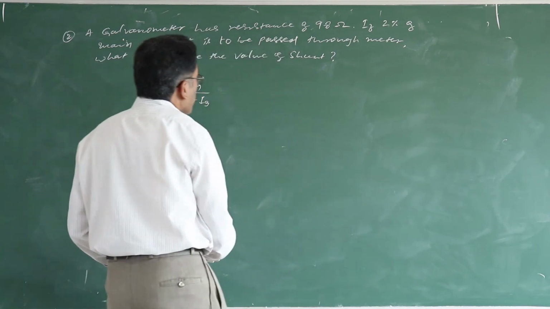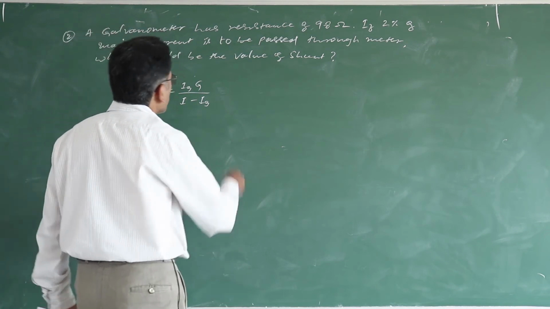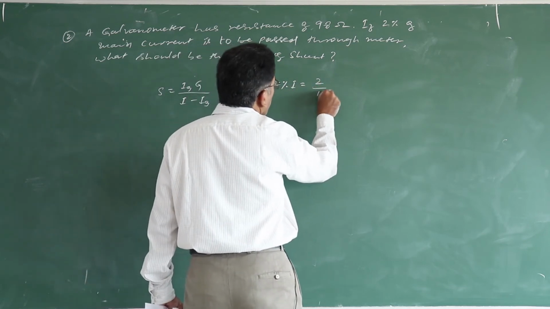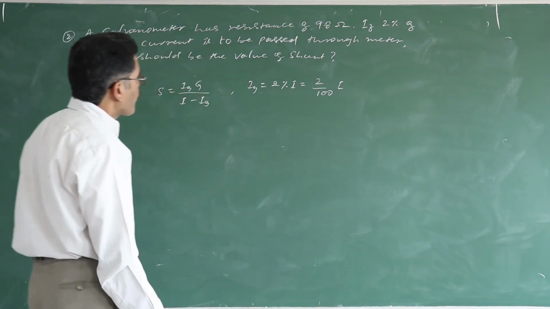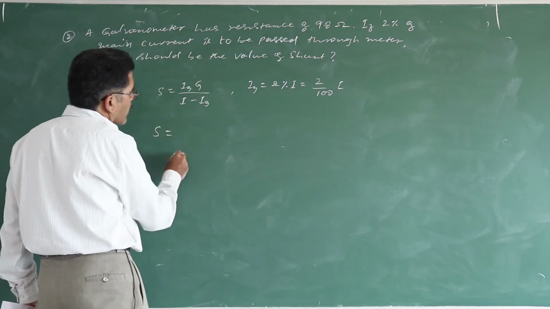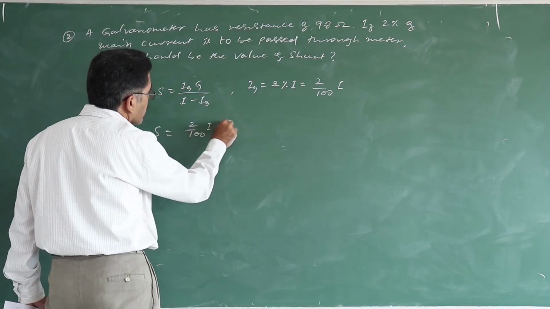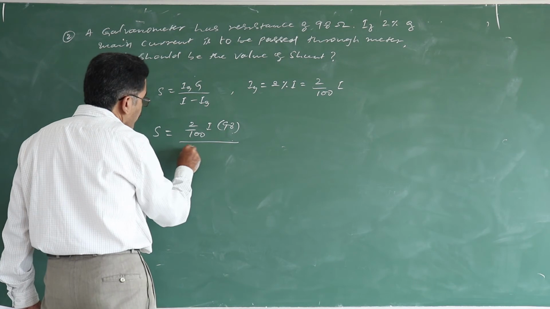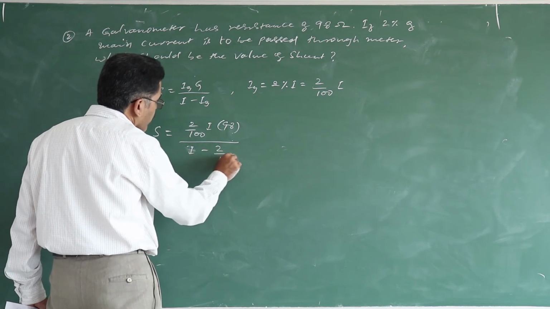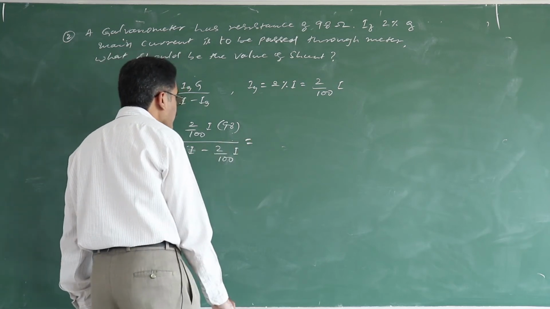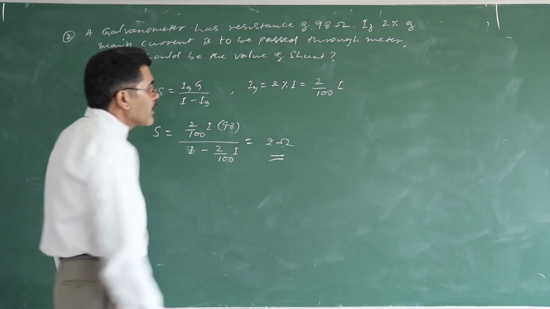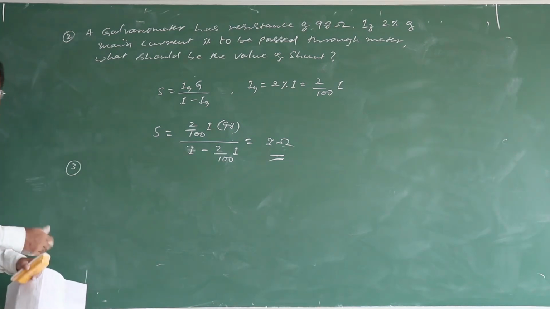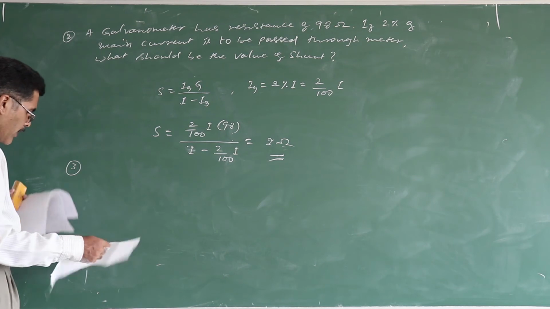So in this case Ig is equal to 2% of I. This is 2 by 100 times I. And S becomes equal to Ig into G divided by I minus Ig, that is, 2 by 100 times I into G, G is 98, divided by I minus 2 by 100 times I. I take out I common and cancel it, so that finally this comes out to be 2 ohm. Therefore the value of shunt is 2 ohm.